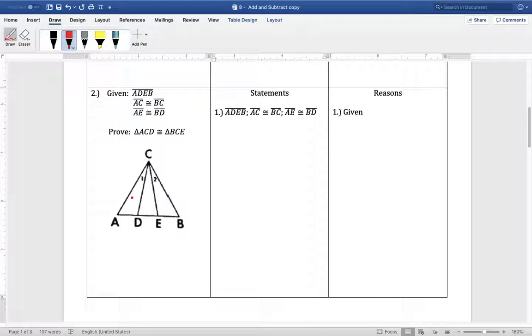Okay, so in this proof here, our goal is to get triangle ACD, which is the triangle right here, put a little dot there. We're trying to get this triangle congruent to triangle BCE, and in order to do that, we're going to have to use something called subtraction. I'll show you what that looks like. So we already have AC is congruent to BC. We have AE congruent to BD. So you can see they overlap. We got this whole thing right here congruent to this whole thing right here. And what we want to do is sort of cut this piece right out, leaving us with this piece congruent to that piece.